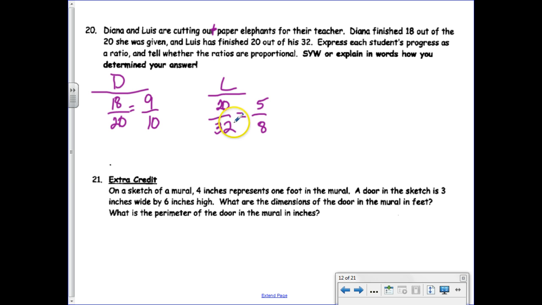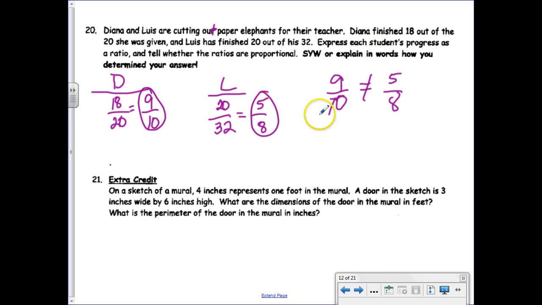Divide by 4, divide by 4. All right, so it says express it as a ratio. I just did that, 9/10 and 5/8. Tell whether they are proportional. Nope. 9/10 does not equal 5/8. Not at all. Show or explain in words how you determined your answer.